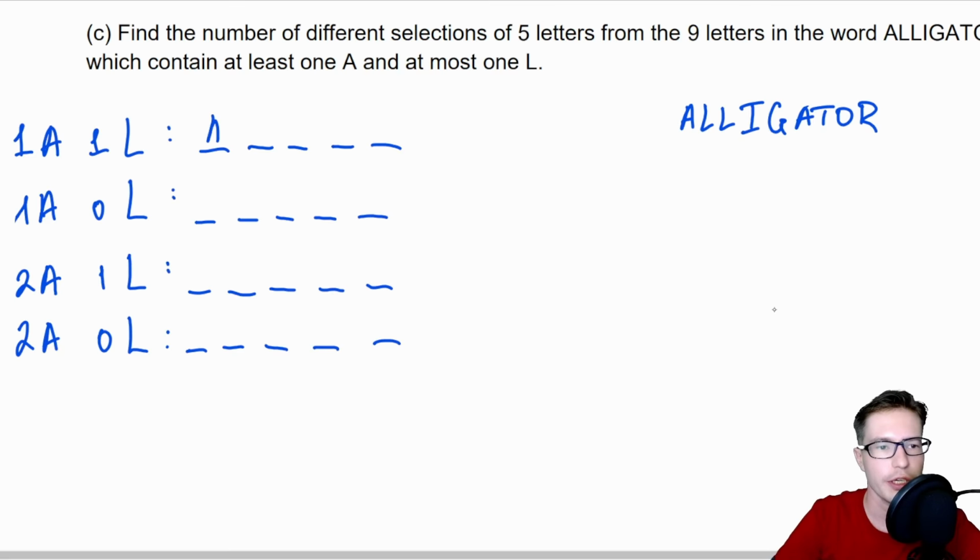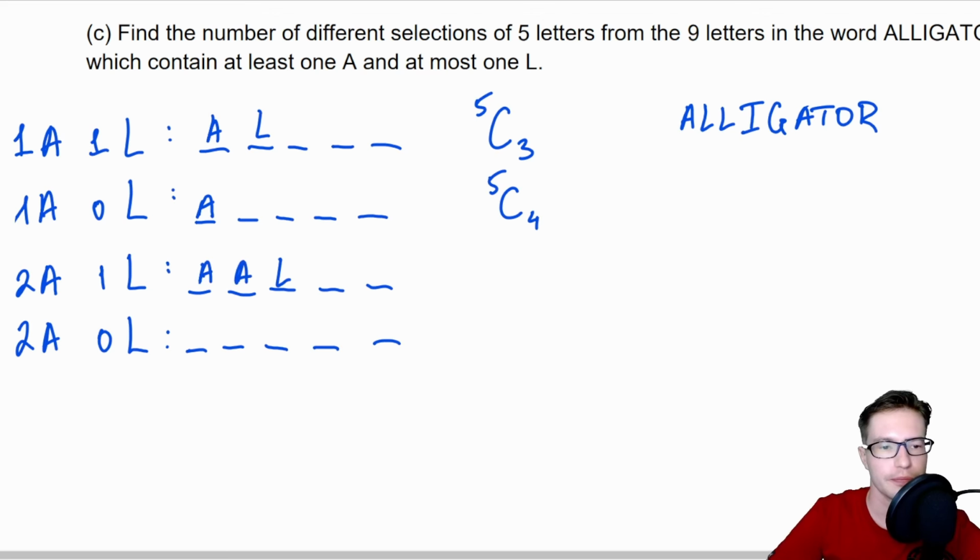For the first one, we got one A and one L, so those are chosen already. And we're not allowed to choose another L and another A. So we have 3 positions to fill, and 1, 2, 3, 4, 5 choices. So it's 5C3. For the next one, we got 1 A. So 1 A is gone. Now we're not allowed to choose one more A, and we shouldn't have any L's. So these are also not allowed to choose. So in that case, we have 4 positions to fill, and 1, 2, 3, 4, 5 choices. So it's 5C4.